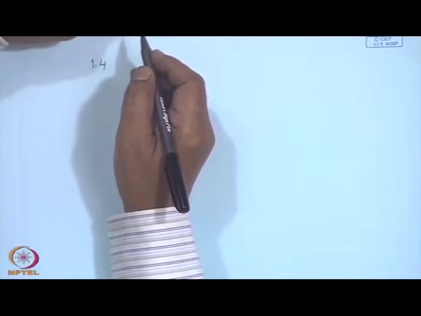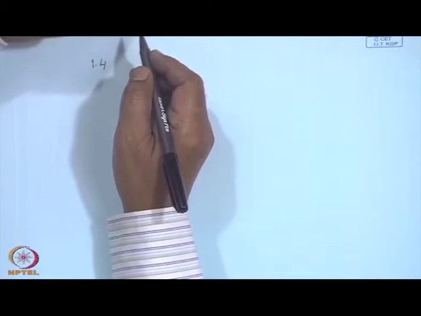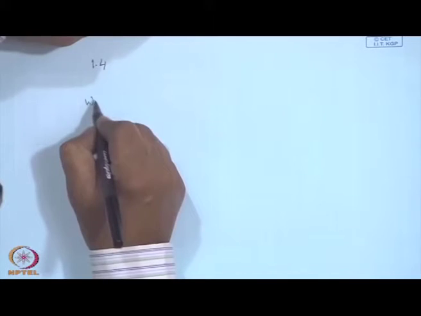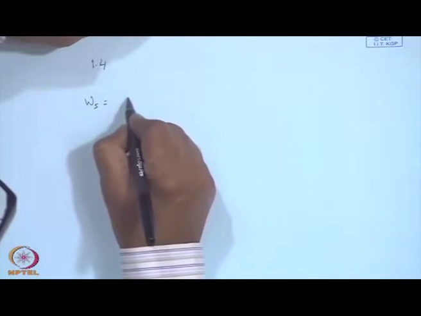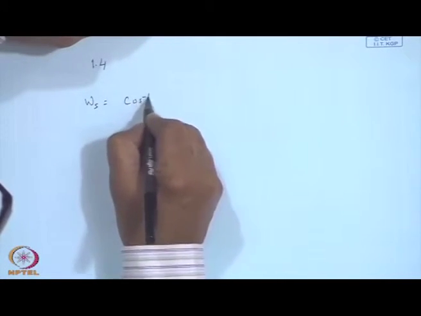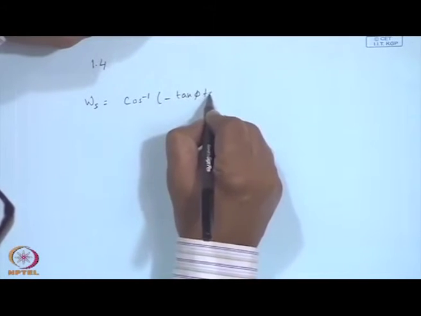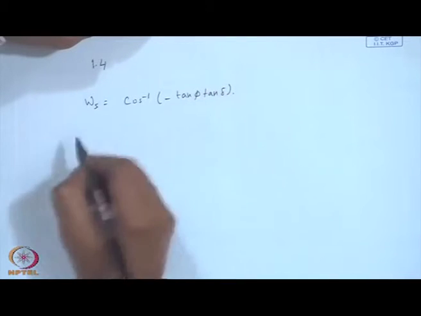These dates were deliberately chosen. December and June have the maximum magnitude declination, negative in December and positive in June, whereas March 22nd will be the equinoctial day, it does not matter whether it is 21st or 22nd. So, we will treat that declination to be 0. The first thing we calculated was the sunset hour angle, which is given by cosine inverse of minus tan phi tan delta.